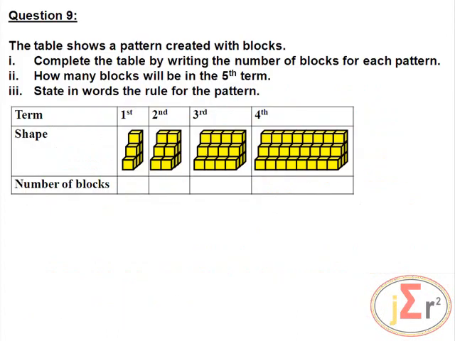The table shows a pattern created with blocks. It has 3 parts. Complete the table by writing the number of blocks for each pattern. That's the first part. How many blocks will be in the 5th term? Then state in words the rule for the pattern.